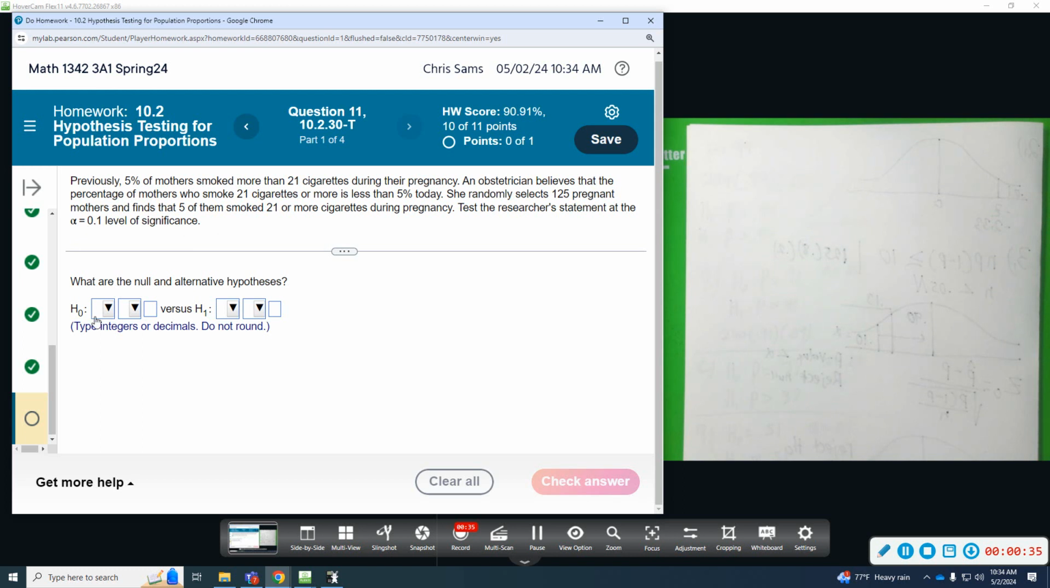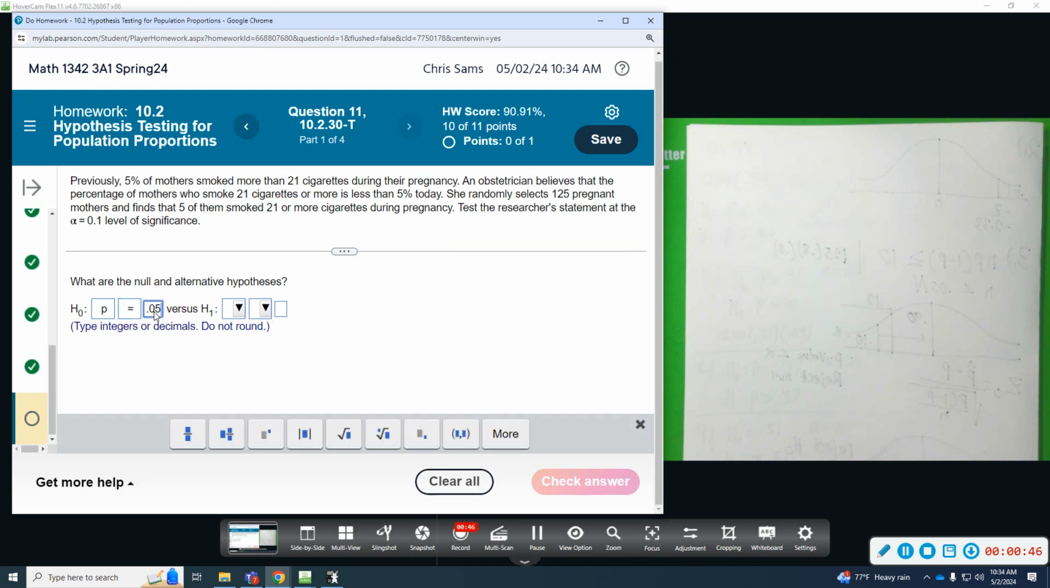So null, we're talking about 5% of mothers smoked more than 21. So 5% proportion equals 0.05 as a decimal. Versus, we want to see if it's less than 5%. So alternative is less than 0.05.